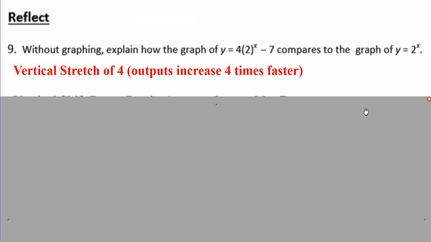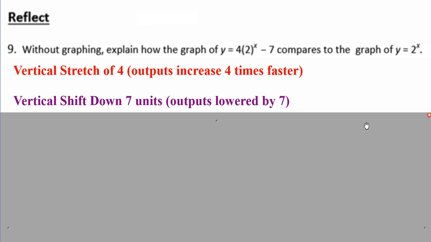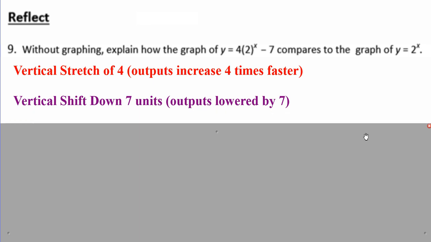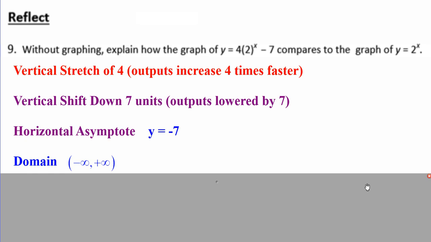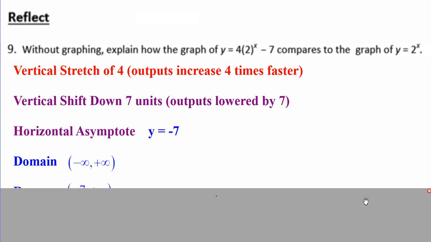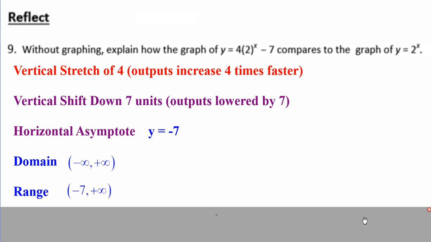And by taking away 7 from the outputs, we're shifting it down 7 units. So for pushing it down, that means our asymptote is also going to go down 7 units. And so we know that is going to be at y equals -7. No impact to the domain. These were only changes to the outputs, right? The y values, not the x's. But again, by lowering it down 7, we now know the range that the y's have to be greater than -7.